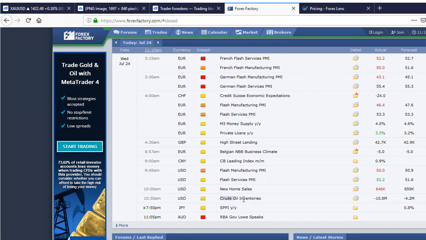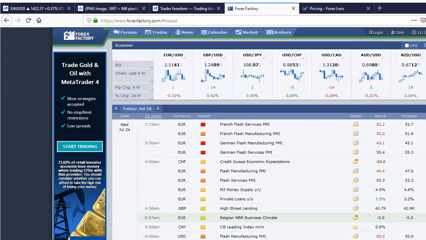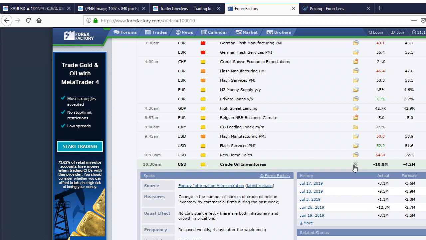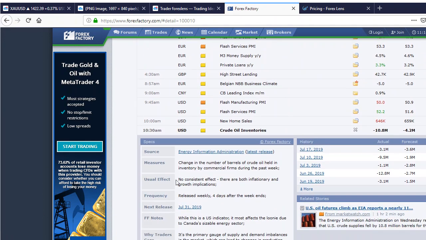So crude oil inventories, you are correct. It was today at 10 a.m. and looking at their forecast, negative 4.2 versus negative 10.8. Off the bat, this yellow folder means it's not high impact. So it's not really going to cause any movement in the market. And then second, when you go down here, you see the usual effect, no consistent effect. They're both inflationary and growth implications.